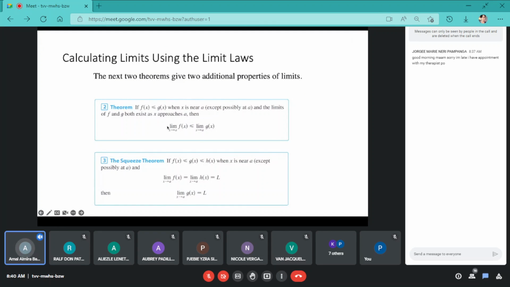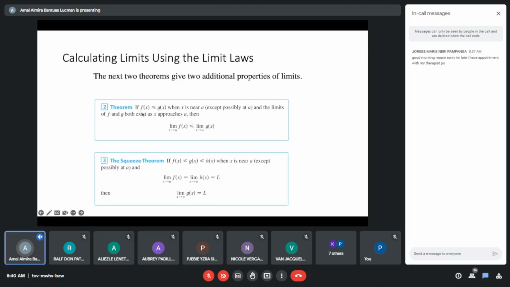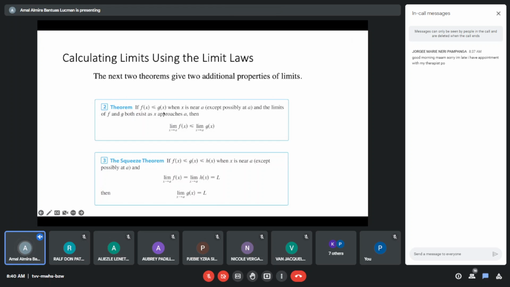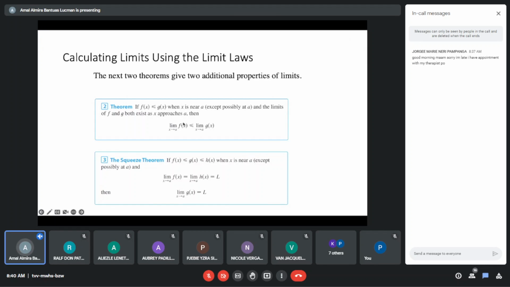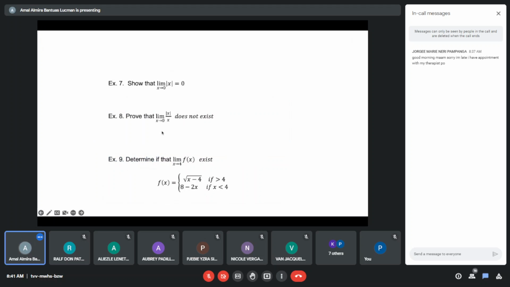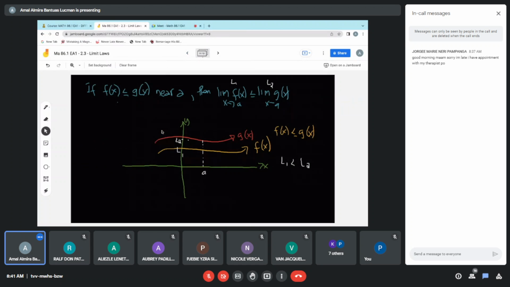This theorem clearly says that if our f of x is less than or equal to g of x, then the limit of the function f is less than or equal to the limit of the function g of x as x approaches a. If f of x is less than or equal to g of x near a, so for example, this is our a, then the limit of f is also less than the limit of g.